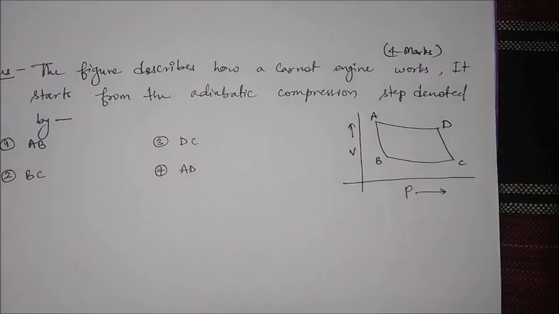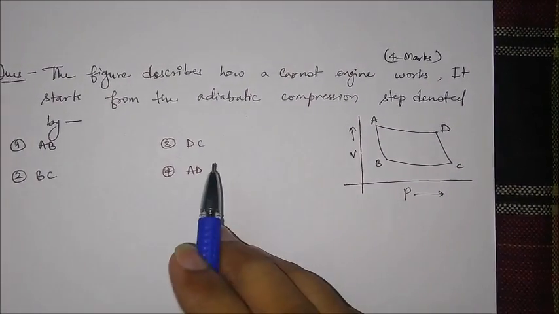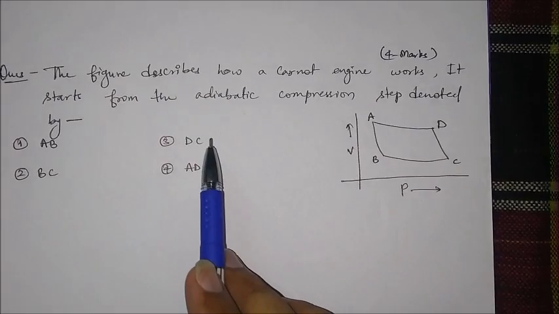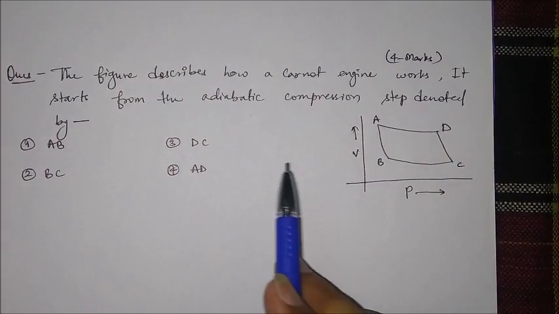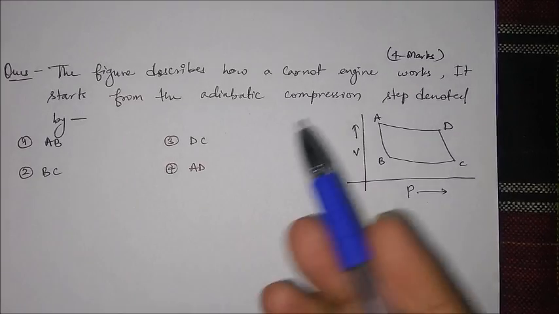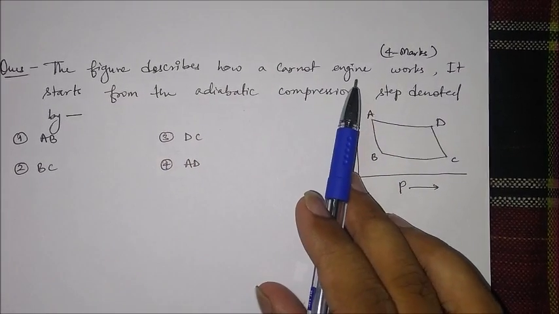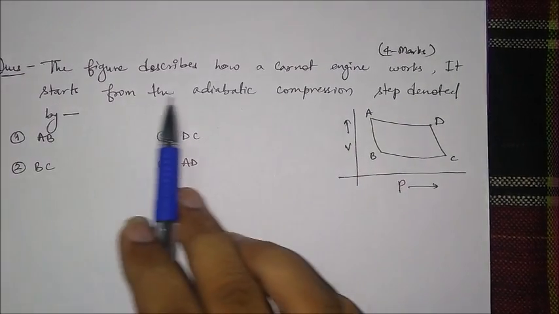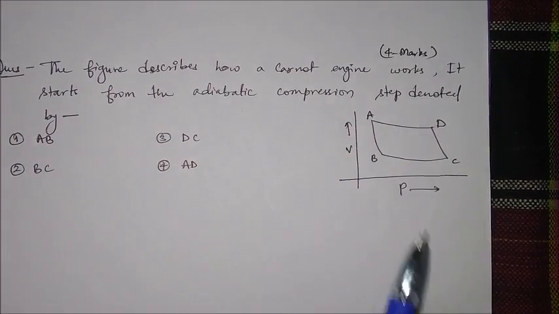This is the last question which I am taking for this video. This question was asked in CSIR June 2016 for 4 marks, and it was a little bit of a trick question. Everything was simple only. The question says that the figure describes how a Carnot engine works. It starts from the adiabatic compression step denoted by... So you have to find out the adiabatic compression step.